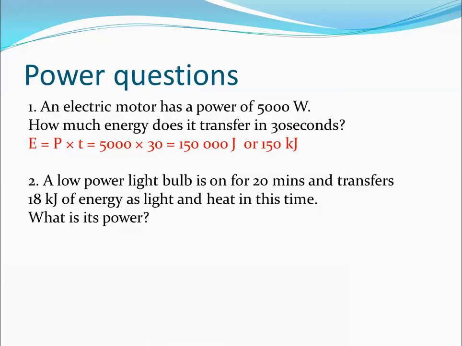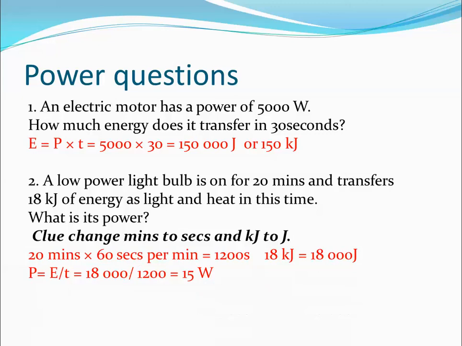Okay, a low power light bulb, 20 minutes, transfers 18 kilojoules of energy. What's its power? Right, a little bit of work to do here. First of all, we have to change minutes to seconds and kilojoules to joules. So 20 minutes is 1,200 seconds, and 18 kilojoules is 18,000 joules. Nothing too difficult, but you just got to remember to do it. Rearranging the equation, we get power equals energy over time. 18,000 over 1,200, 15 watts. 2 marks, one for the conversions, one for the correct answer.